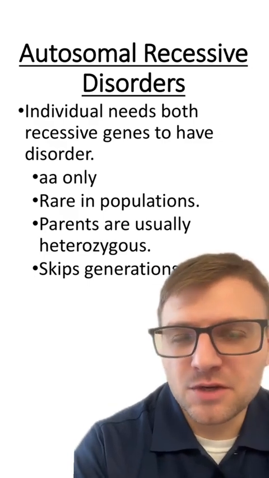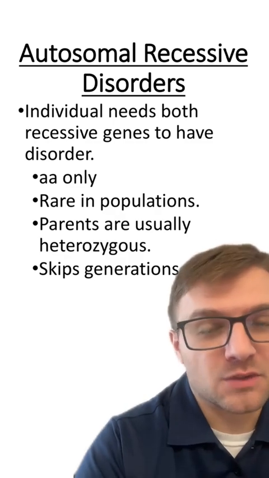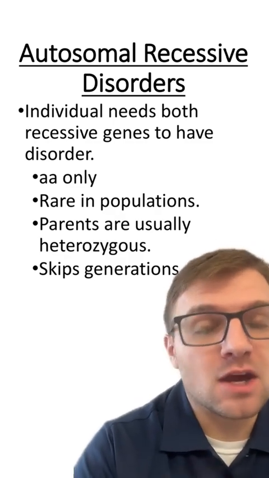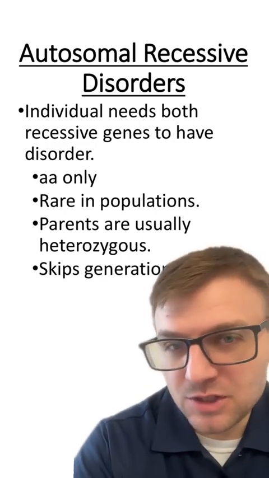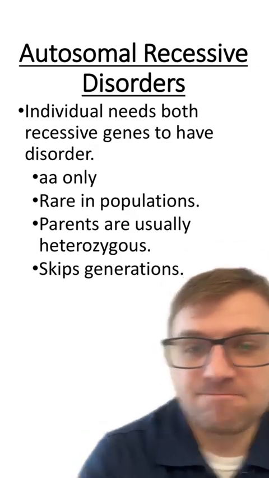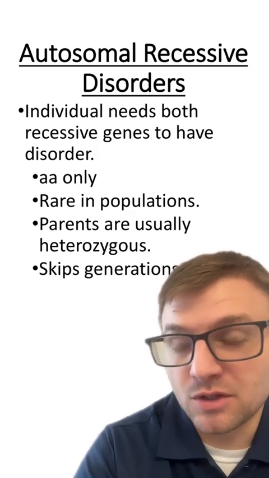Autosomal recessive disorders occur when an individual receives two recessive genes that have a disorder. That means they have to be homozygous recessive to have the trait. Now, these are rare in the population since the disorder could be deadly. And in these cases, the parents are usually heterozygous.